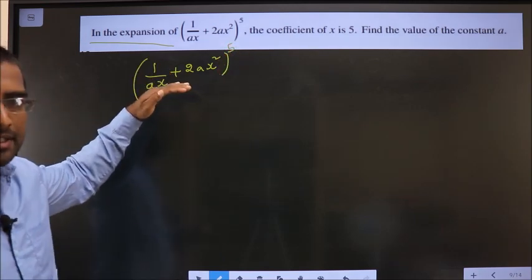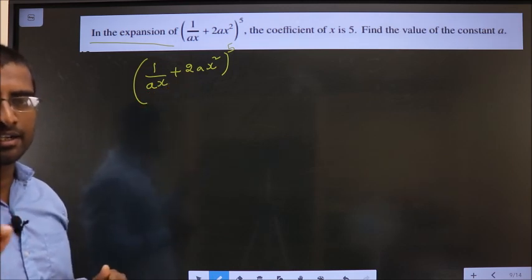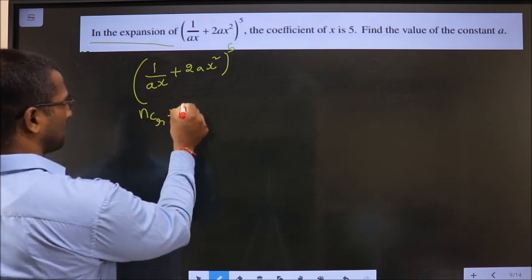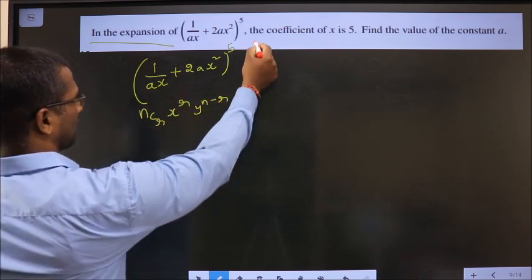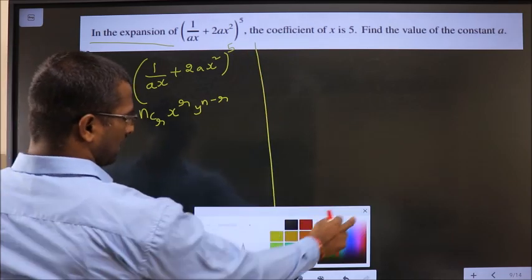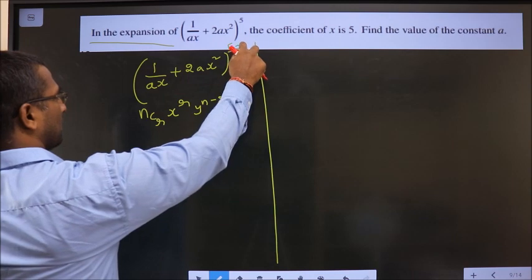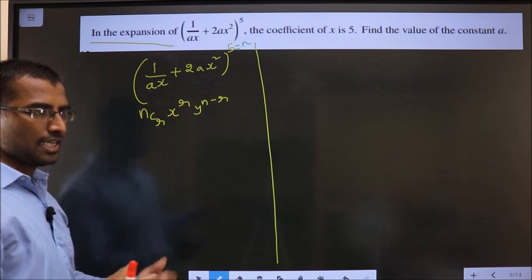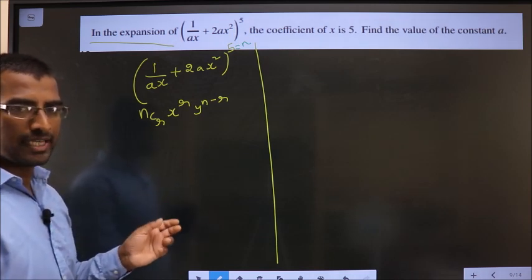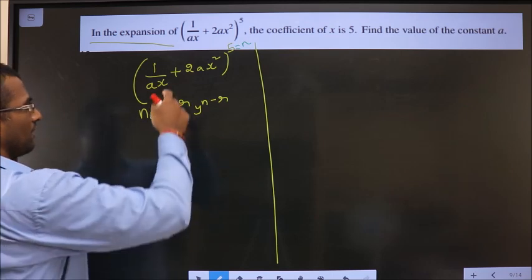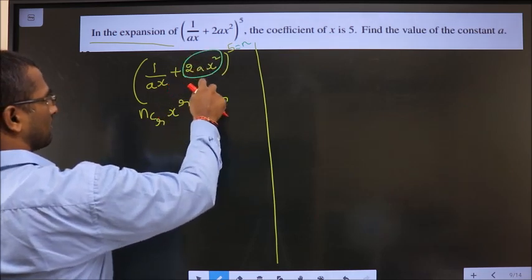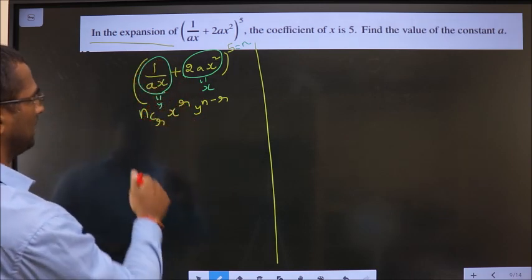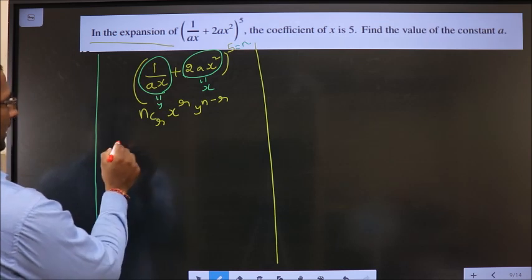For every binomial theorem sum, we write the general term first. The general term is nCr x^r y^(n−r). In place of n is the power. In place of x, whichever term inside the bracket has x, you take it as x. Here both of them have x, so you can take any one to be x. If I take this to be x, the other one will be y. Replace them here. So what do I get?